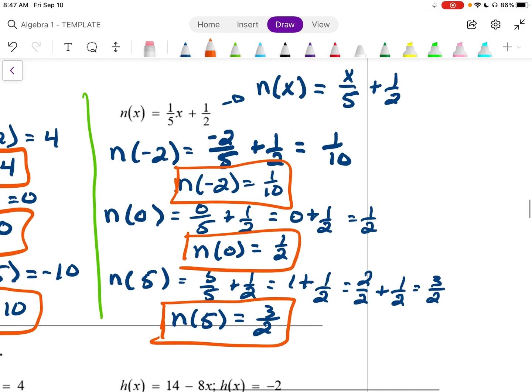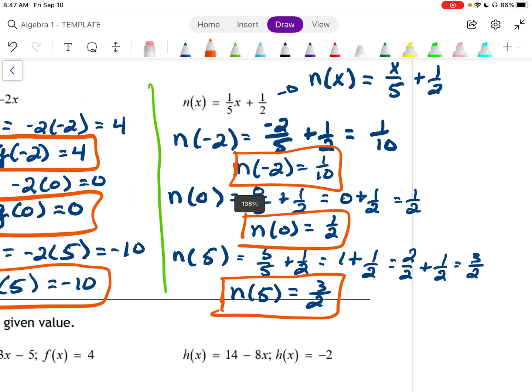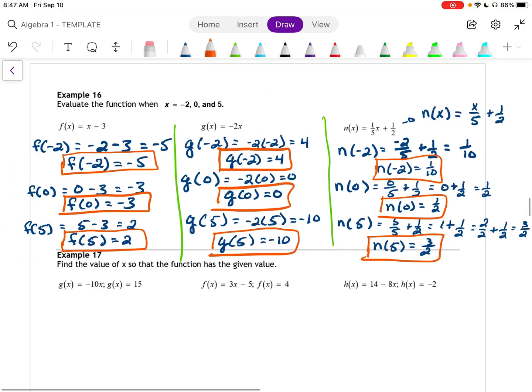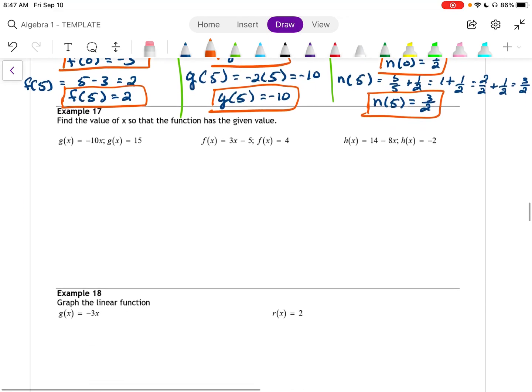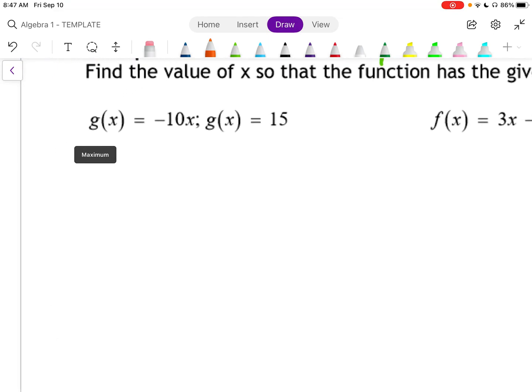Notice that all of these are fractions. They could have been written as a decimal, but I don't want you to write them as a decimal. I want you to leave them as a fraction. All right, so there's that. Moving on, let's look at example 17.